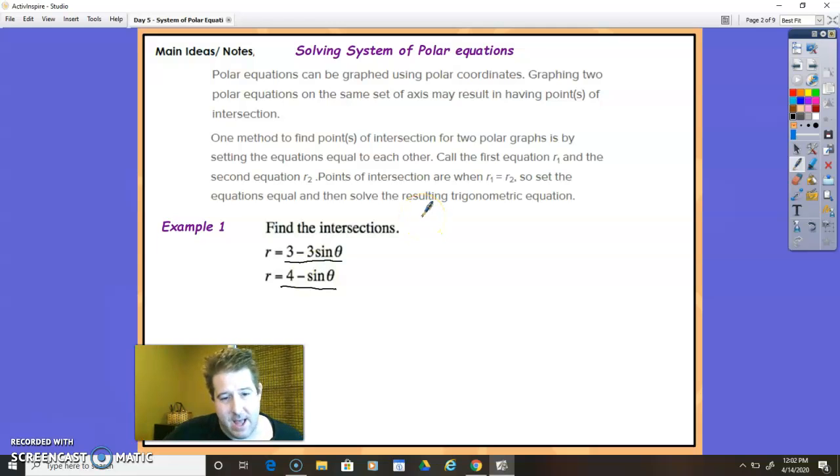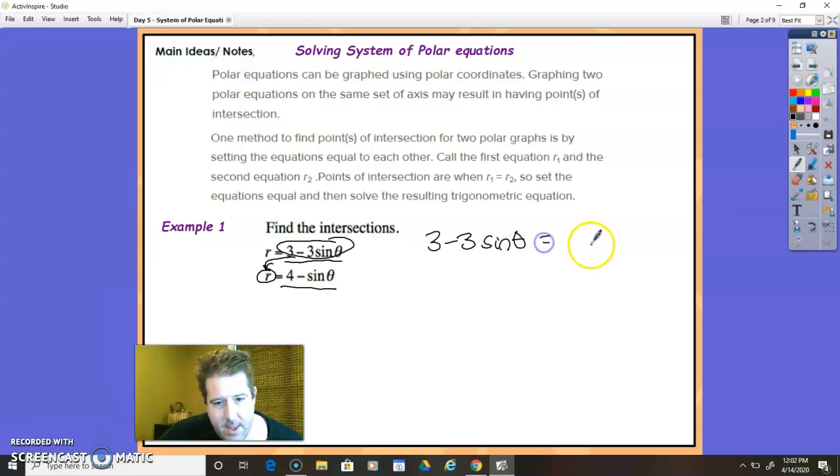Now I'll do that on the next slide, but first I'm going to solve it algebraically. If r equals this and r equals this also, then I can take this and substitute it in for r right there. So basically I'm just saying these two are equal to each other. 3 minus 3 sine of theta equals 4 minus sine of theta.